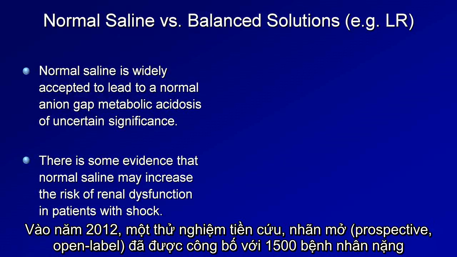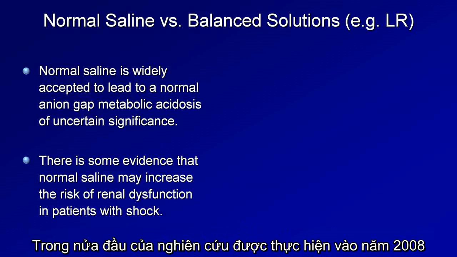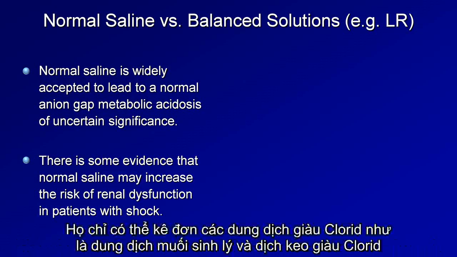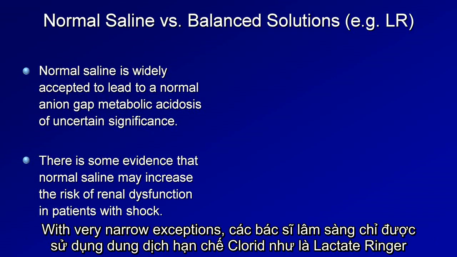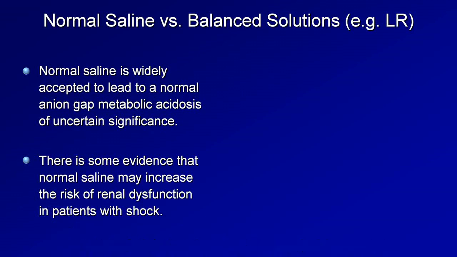In 2012, there was published a prospective open-label trial involving 1,500 critically ill patients with a variety of diagnoses. In the first half of the study, conducted in 2008, the clinicians treating these patients were limited in the IV fluid they could prescribe to chloride-rich fluids such as normal saline and chloride-rich colloids. In the second half of the study, conducted in 2009, with very narrow exceptions, the clinicians could use only chloride-limited fluids such as lactated Ringer's and a balanced solution called Plasma-Lyte.